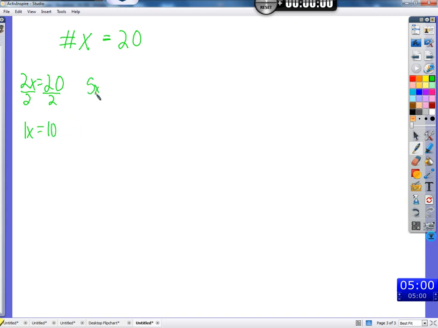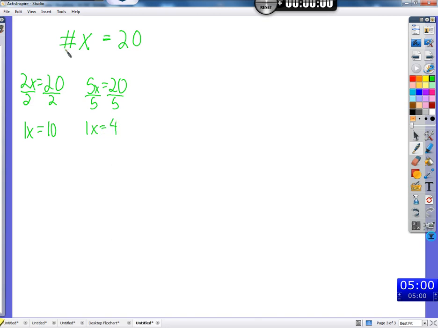If we had 5x equals 20, how would we counteract that 5? Just get it to be not 5x, but 1x. Divide by 5. 5 divided by 5 is 1. 1 times x is just x. Divide by 5, and we get 4.